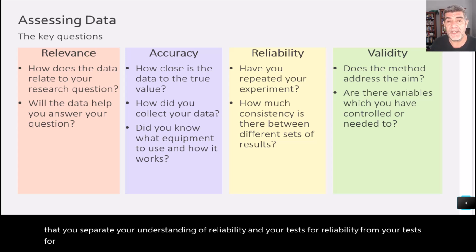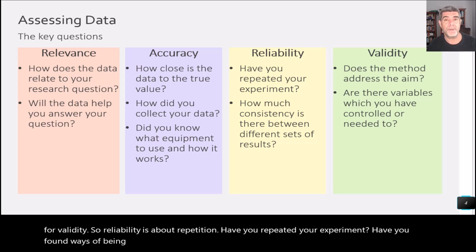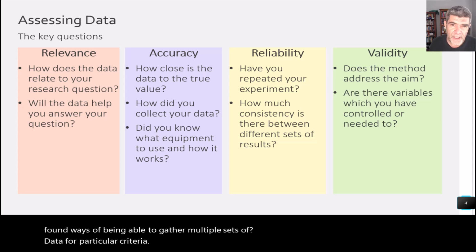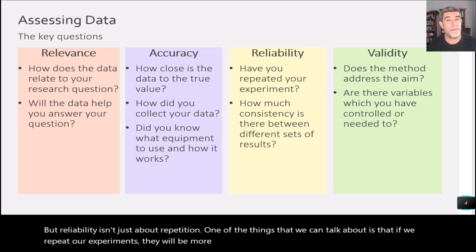So reliability is about repetition. Have you repeated your experiment? Have you found ways of being able to gather multiple sets of data for particular criteria? But reliability isn't just about repetition. One of the things that we can talk about is that if we repeat our experiments, they will be more reliable. Well, they're only more reliable if there's a level of consistency.